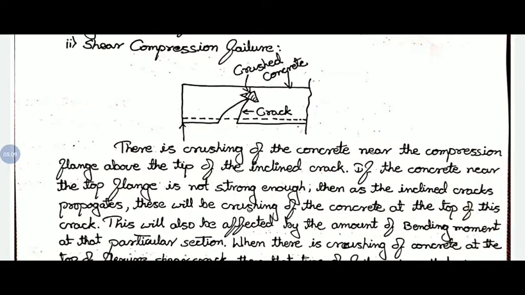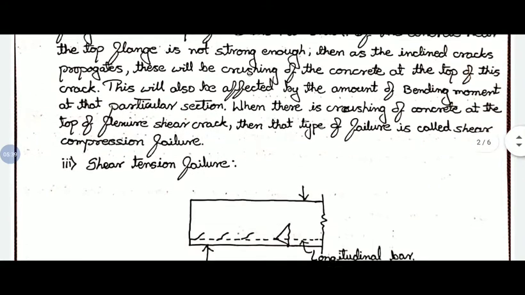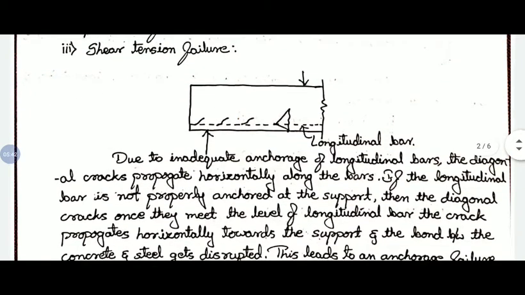The inclined cracks will propagate through the web of the section, and crushing of the concrete will occur at the edge or end of the crack portion. So this is affected by the amount of bending moment at the particular section. It depends on the bending moment of the section. And crushing of concrete at the top of the flexure shear crack, this type of failure is called shear compression failure. The next type of failure is shear tension failure. The first one was shear compression failure, and here we have shear tension failure.